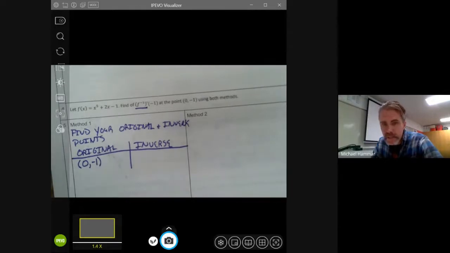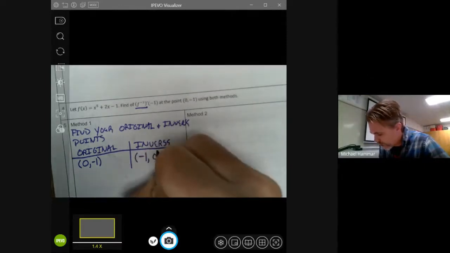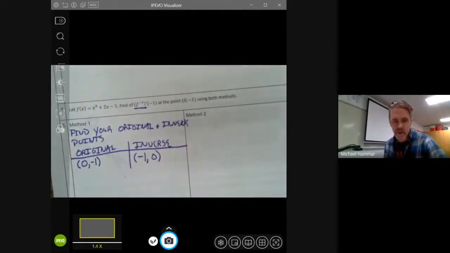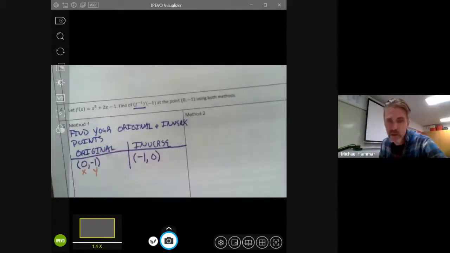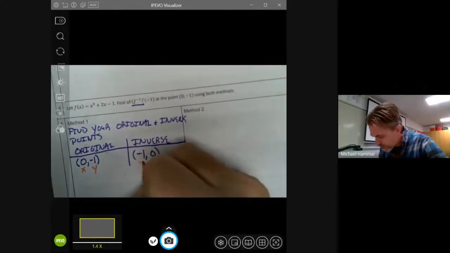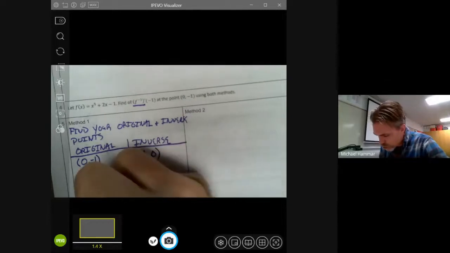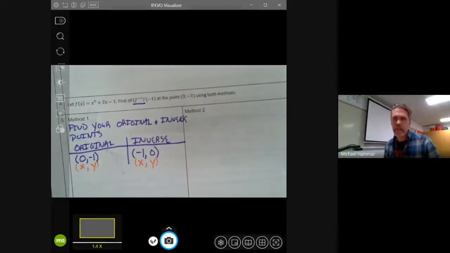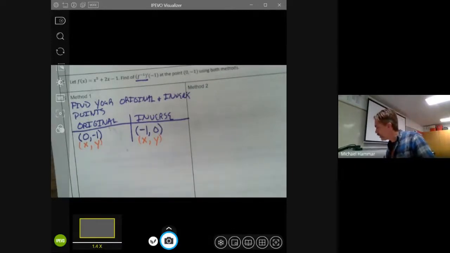Now, what does that mean our inverse point is? Well, our inverse point then is -1, 0. Notice that the x and y's have switched. So in the original, this is your x and this is your y. On the inverse, the -1 is your x and the 0 now is your y. So keep that in mind when we're working this problem.